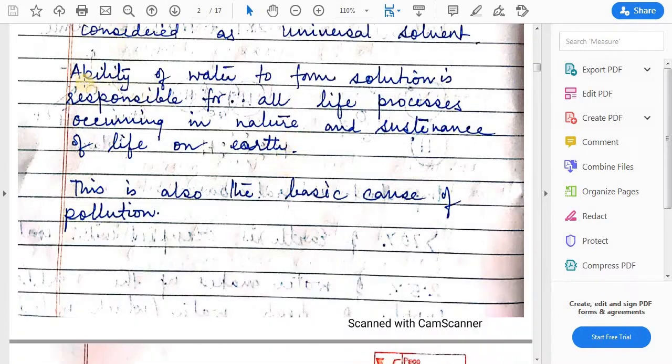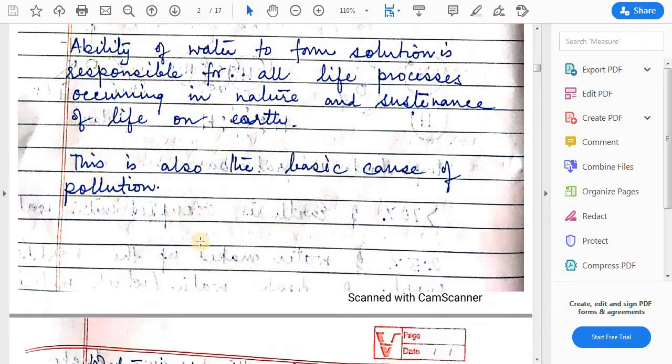Now, the ability of water to form solutions is responsible for all life processes occurring in nature and the substance of life on earth. And this is the basic cause because it can dissolve many solutes. So this is the basic cause of pollution. If you go to the pollution chapter, which is the last chapter in your book, you will find that water can dissolve different types of gases to make acid, and that will cause atmospheric pollution.